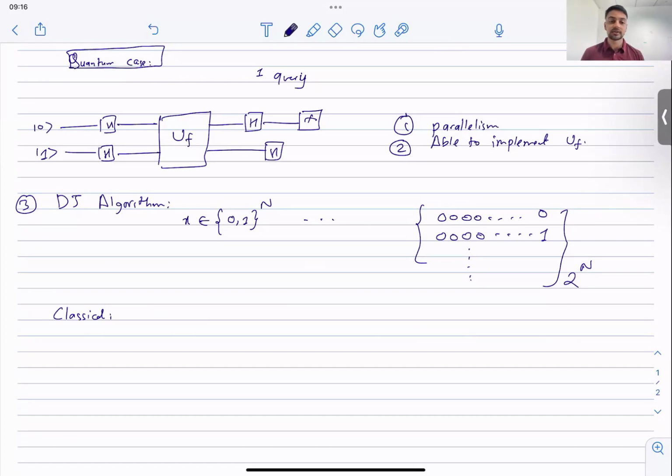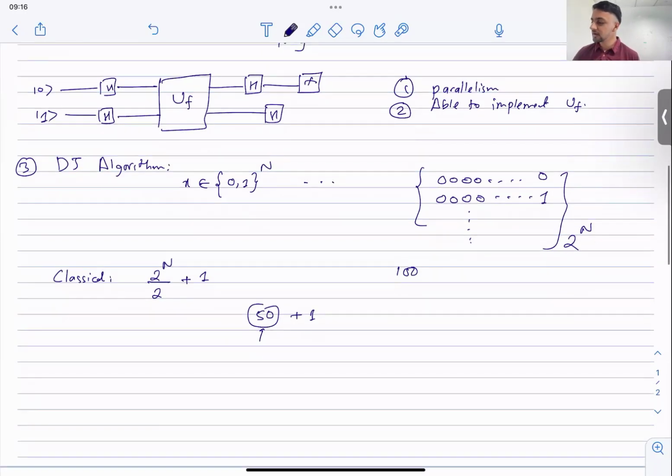Constant means it's going to give you 0 all the time, and balanced means it's going to give you 0 half the time and 1 half the time. In the classical case, in the worst possible scenario, what do you need to do? You need 2^n divided by 2, plus 1 queries. The reason is, let's say you have 100 different strings. In the worst case, you need to measure at least 50 times, plus 1 more time as the tiebreaker. If you got lucky, obviously you won't have to do 50 times. On the second or third time, you might be able to figure it out. So you basically need to continue doing this until you get a 1, right?